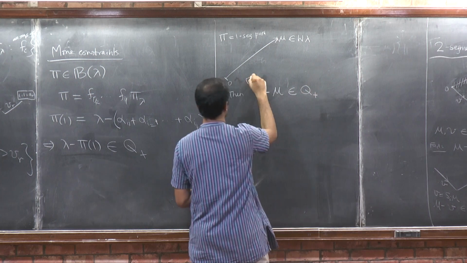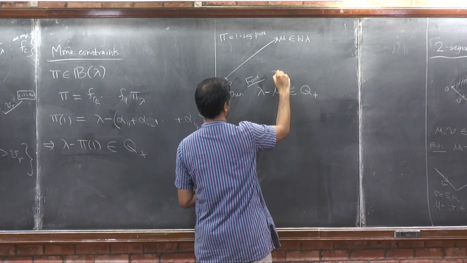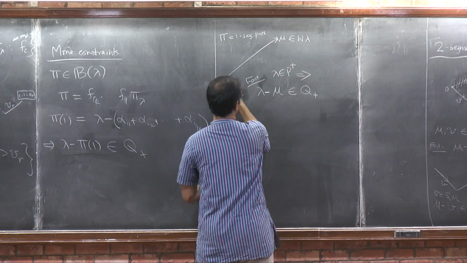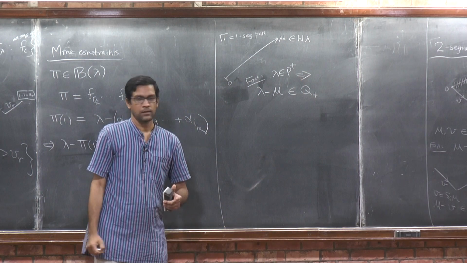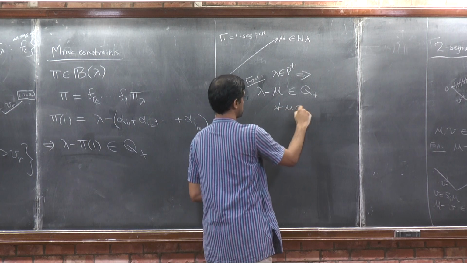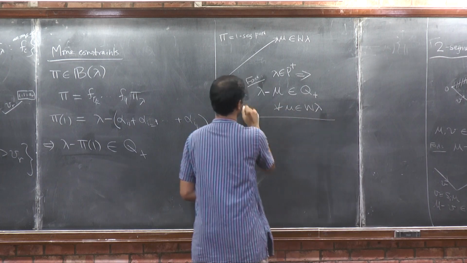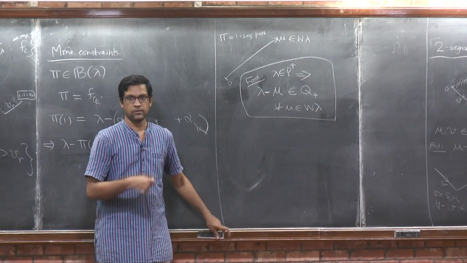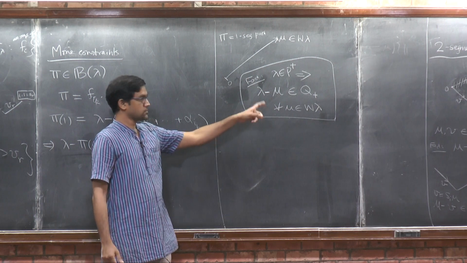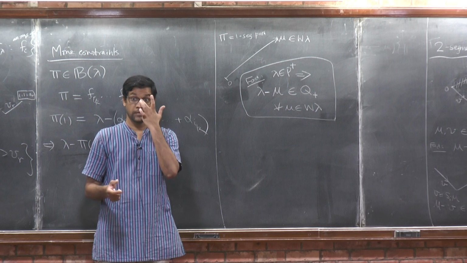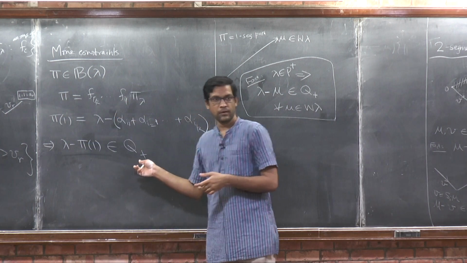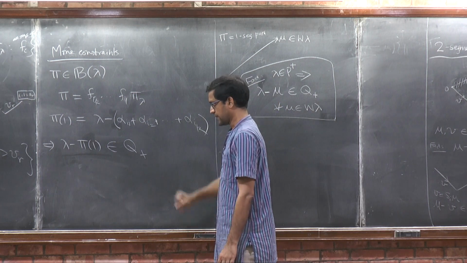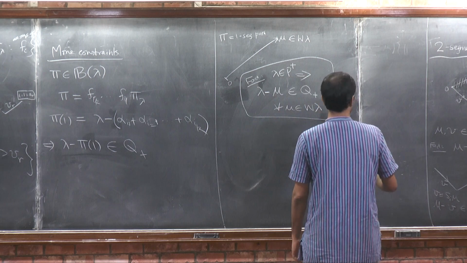This is a fact, because lambda is a dominant integral weight. So here's the fact: if lambda is a dominant integral weight, then lambda minus mu is in q plus for all Weyl conjugates mu of lambda. Just an easy fact about Weyl groups and so on. What this means is that if your path is just a one segment path, then this additional constraint that we impose is not a constraint at all. It is automatically satisfied. So that doesn't give you anything for one segment paths.